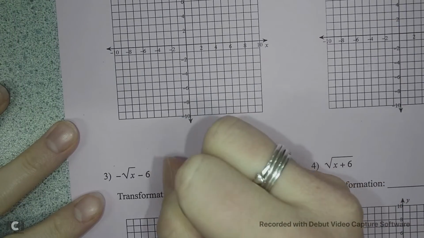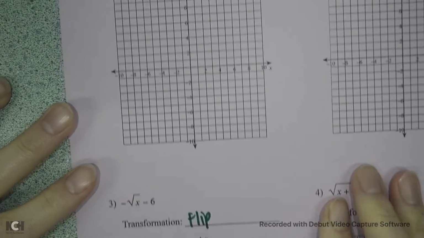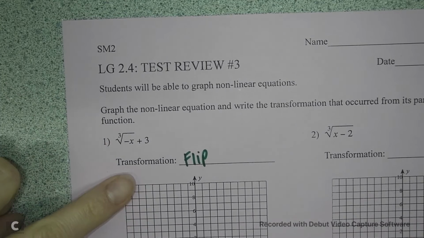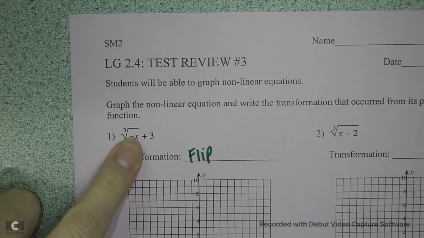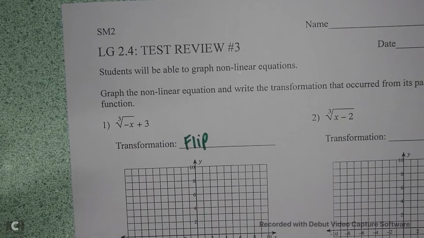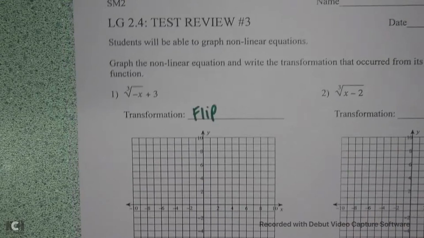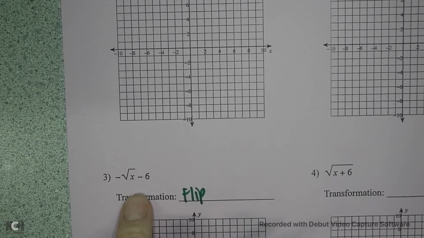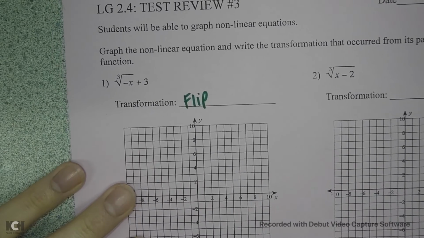Now with cube roots, it's harder to tell which way they're flipping. So for these, you don't have to be as specific, so it doesn't matter if you're flipping over the x-axis or the y-axis because it's tricky to tell. But definitely for square roots, you should tell me which direction it's flipping. So let's do number 1 first.